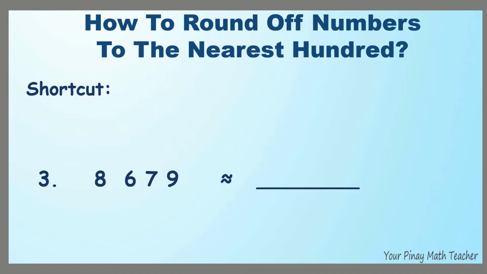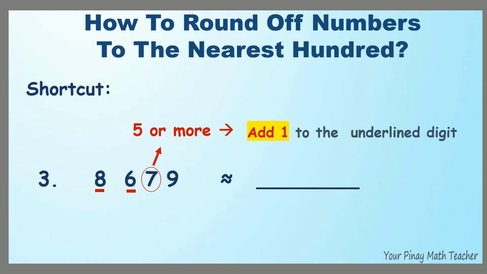Number 3, 8,679. The hundreds digit is 6. We also have to underline the digit 8 to its left and encircle 7. If the encircled digit is 5 or more, add 1 to the underlined digit. So we have to add 1 to 86. So 86 becomes 87, and the 7 and 9 become zeros. So we have 8,700.